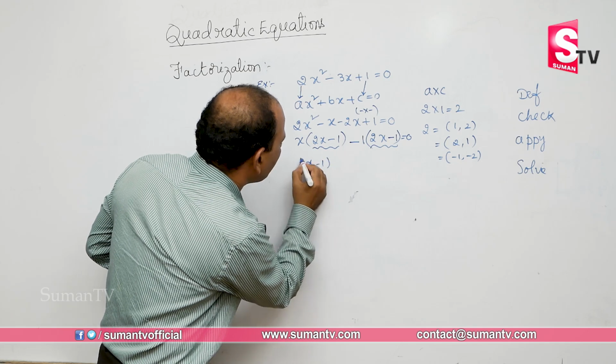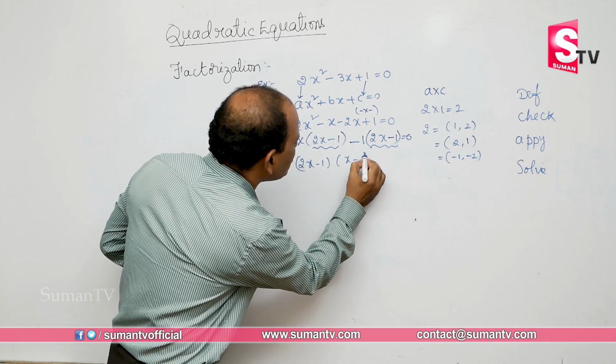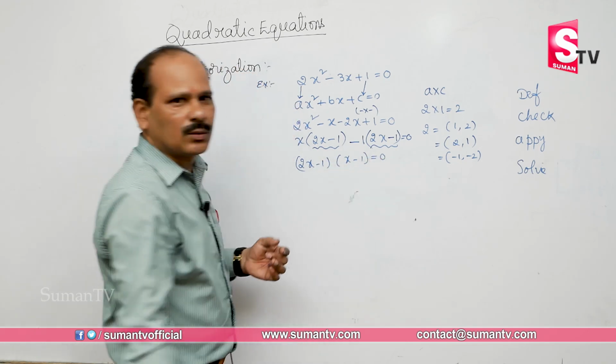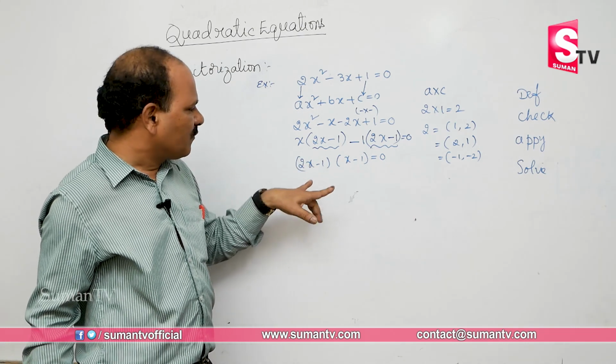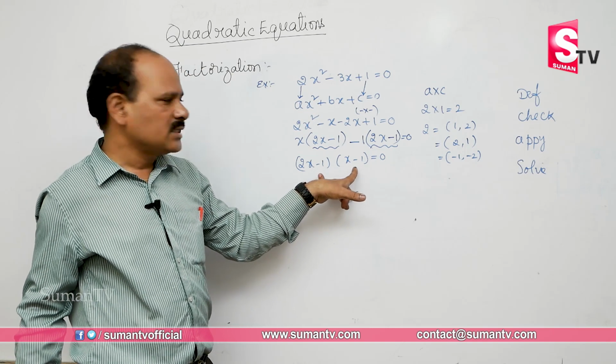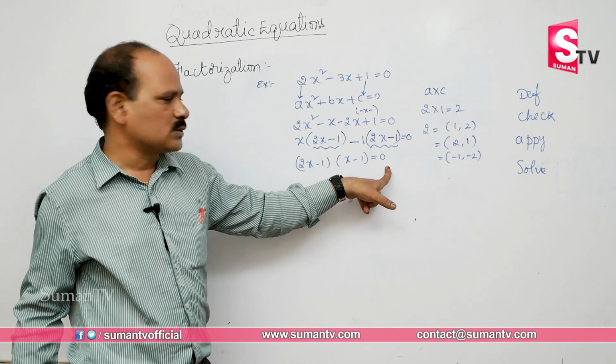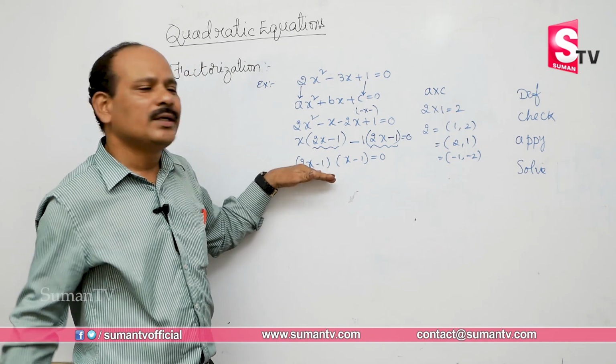2x minus 1 and x minus 1 is equal to 0. Now, if any one of these two is equal to 0, then only we will get the result 0. So every factor we make equal to 0.